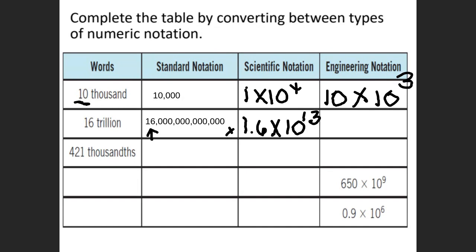But engineering notation, 16 times, now a trillion has 12 zeros. 12 zeros. 16, there we go. Trillion is 10 to the 12th. Now, are there any questions?